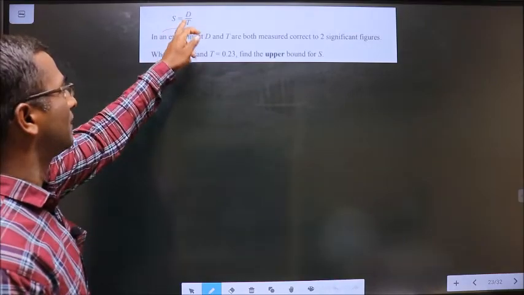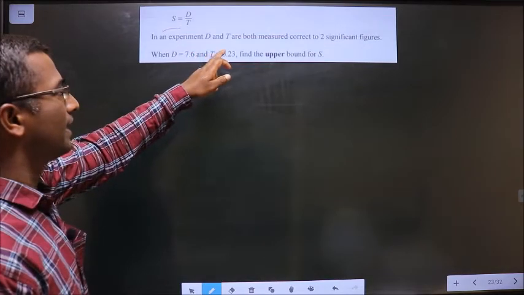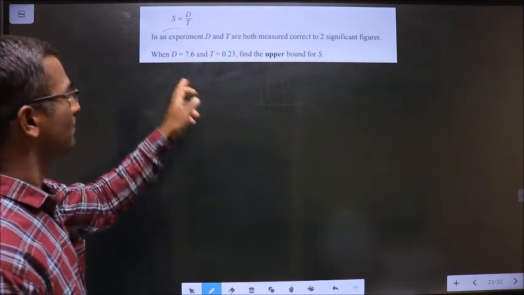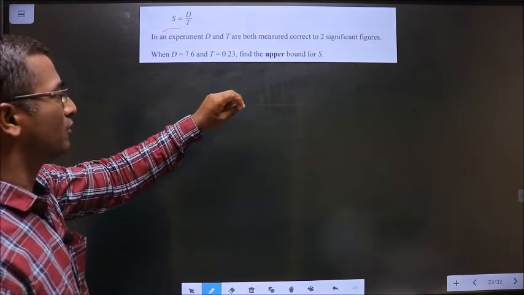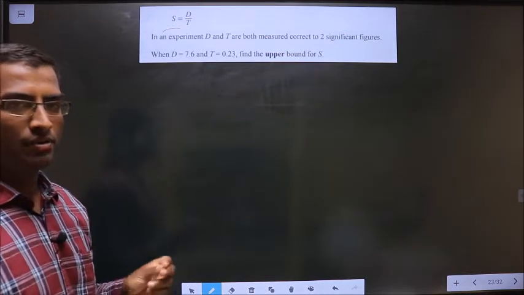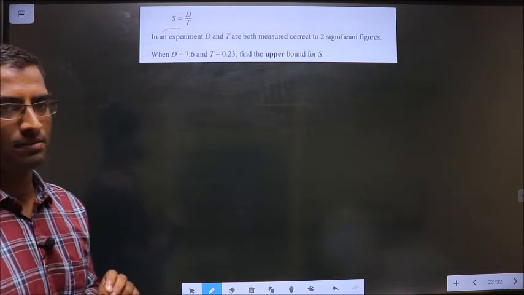S equal to d by t. In an experiment, d and t are both measured correct to two significant figures. When d equal to 7.6, t equal to 0.23, find the upper bound for S. First, let us write lower and upper bound for the given numbers.